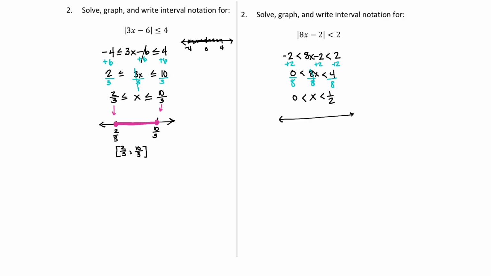Number line. The 0 comes straight down. The 1/2 comes straight down. But this time we have open circles. There is no equal to bar on the less than, so you can't fill it in. Well, you can fill in the number line, but just not the endpoints, right? Okay, so open at 0, open at 1/2. Yeah, I like these.